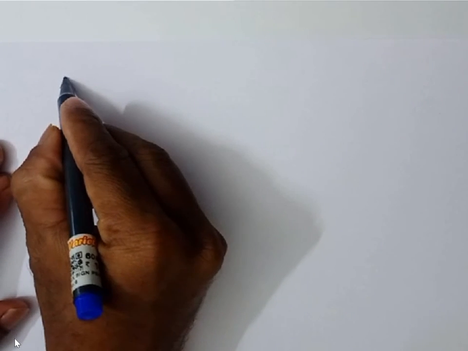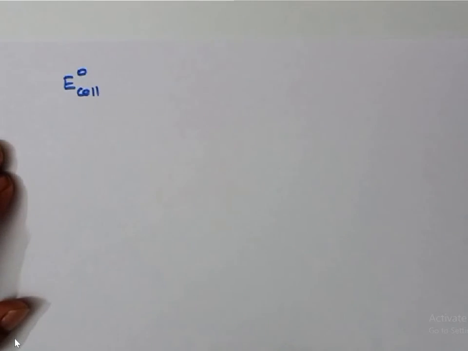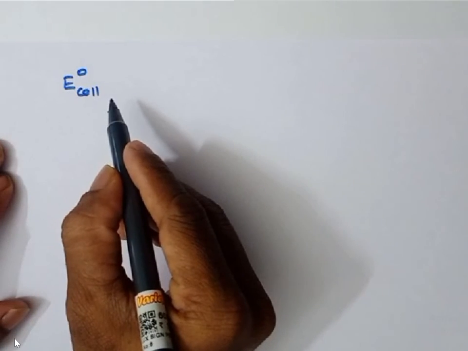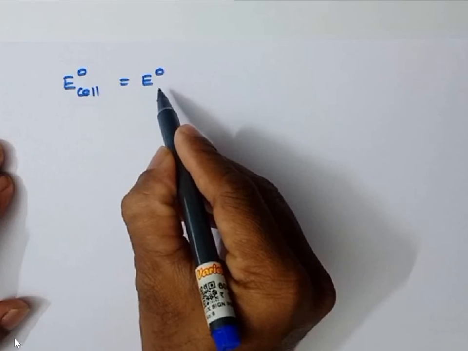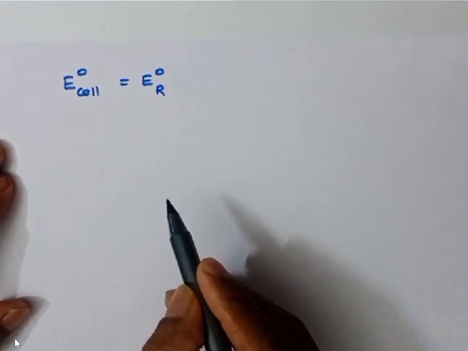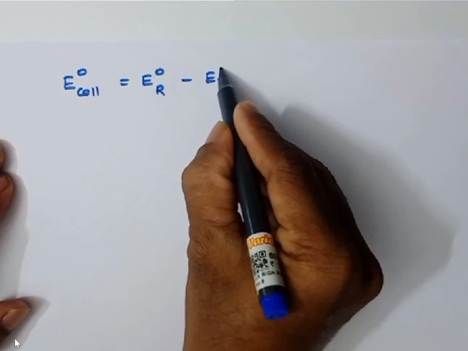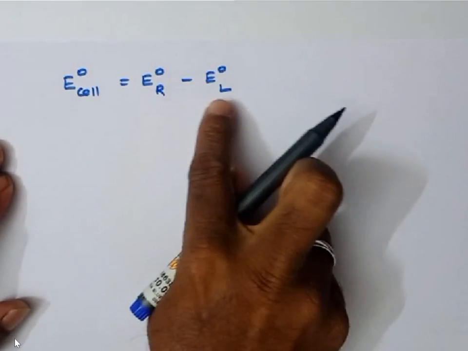Okay, so what we are going to do now, students, you know very well how to calculate standard cell potential for a cell. What is standard cell potential? It is nothing but the standard reduction potential of the right hand side electrode minus the standard reduction potential of the left hand side electrode. What is meant by right hand side? What is meant by left hand side?